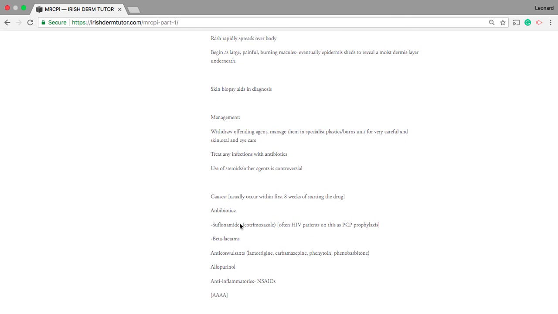Now there are a variety of causes. Usually it occurs within the first 8 weeks of starting the drugs. So I think of all the A's, so antibiotics such as beta-lactams and sulfonamides are a big one, such as cotrimoxazole. Then the anticonvulsants, lamotrigine, carbamazepine, phenytoin, phenobarbital, allopurinol, and then the anti-inflammatories. So simple garden variety NSAIDs can cause this, so you always need to have a very, very comprehensive drug history.